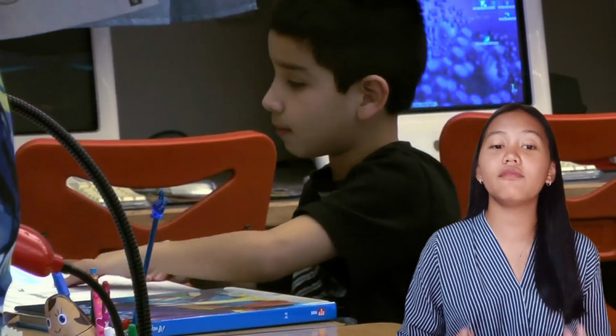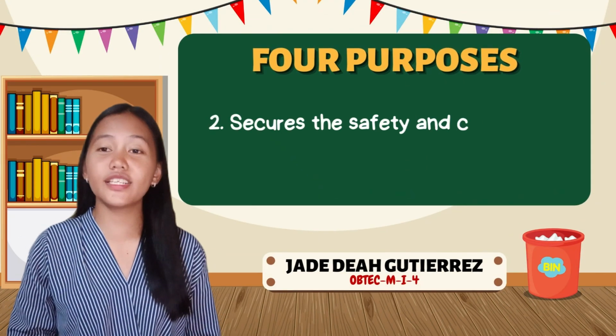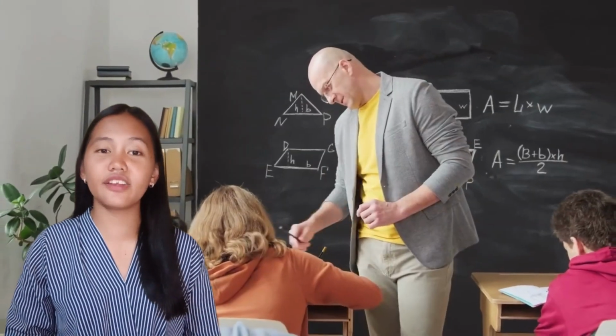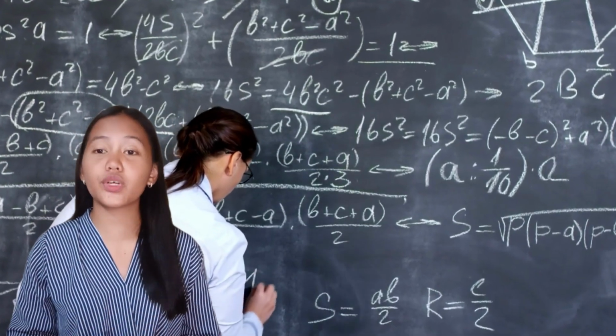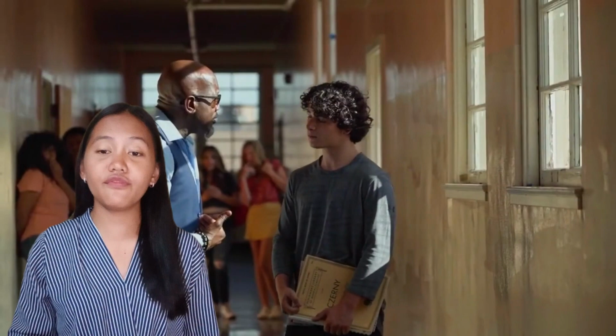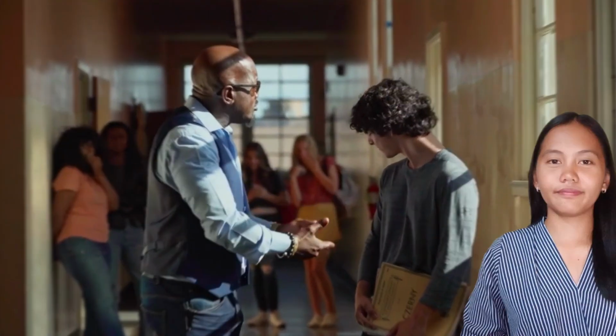and productive learning atmosphere. Second, secure the safety and comfort of the learning environment. This necessary standard for classroom conduct should prioritize the physical and emotional well-being of students. Rules that ensure a safe and comfortable learning environment, such as guidelines for appropriate behavior, can help prevent accidents, conflicts, and discomfort that may hinder the learning process.